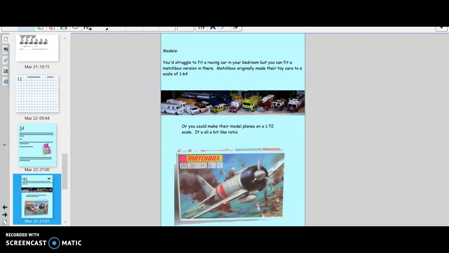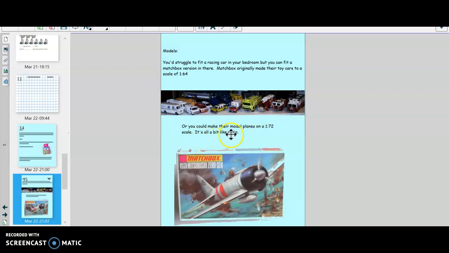Models are made to scale. You'd struggle to fit a racing car in your bedroom, but you can fit Matchbox versions in there. The company Matchbox, who's got a Matchbox toy car? They originally made their toy cars to a scale of 1 to 64. So for every 1 centimetre long your model is, the real car is 64 centimetres long. There's some examples of some Matchbox cars there.